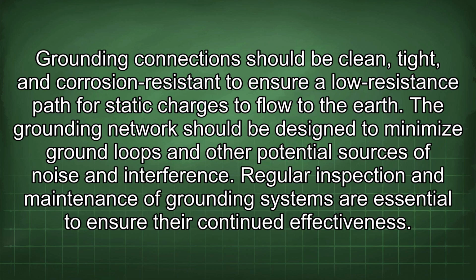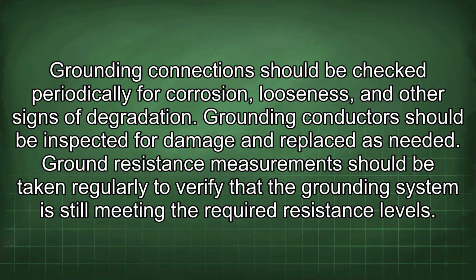Regular inspection and maintenance of grounding systems are essential to ensure their continued effectiveness. Grounding connections should be checked periodically for corrosion, looseness, and other signs of degradation. Grounding conductors should be inspected for damage and replaced as needed. Ground resistance measurements should be taken regularly to verify that the grounding system is still meeting the required resistance levels.